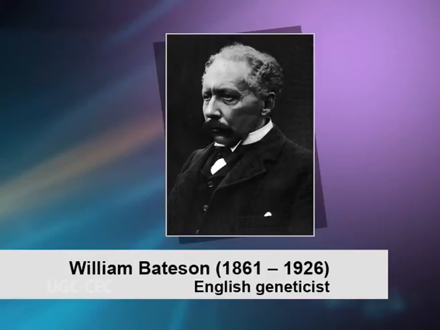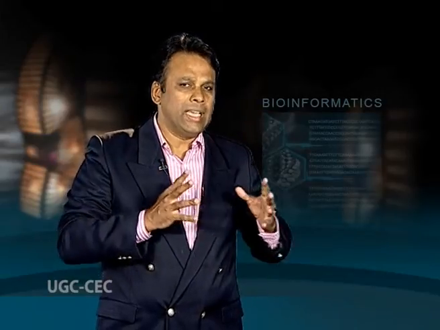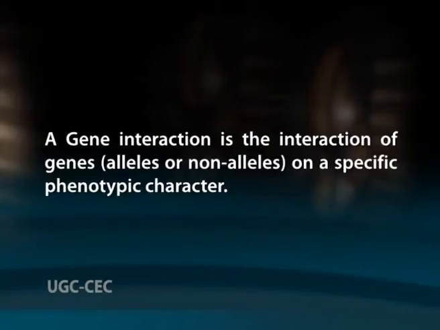The interaction of genes was proposed by William Bateson and Reginald Crundell-Punnett, who is the creator of the Punnett square. The factor hypothesis states that certain phenotypic characters are controlled by the interaction of two or more genes. A gene interaction is the interaction of genes, either alleles or non-alleles, on a specific phenotypic character.